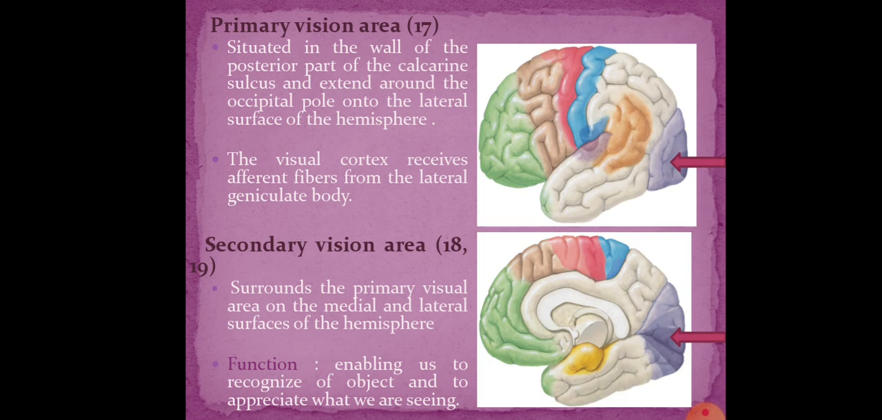So the function of the secondary vision area enables us to recognize objects and to appreciate what we are seeing. أنا شفت زول هناك، الزول اللي شفته هناك ده دكتورة سارة for example or دكتورة أماني بتعمل interpretation. أنا شفت قلم، إذا الشايف الحاجة دي اللي عمل لي interpretation منه دي السكندري vision area.